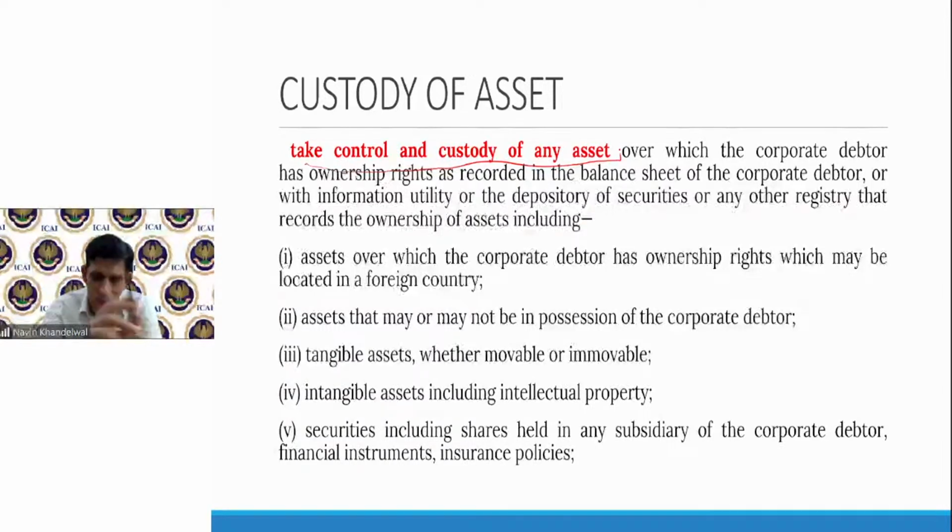So, exam question: which are the assets he can have control over? The list of assets is given. Assets over which the CD has ownership rights, whether located in the country or outside. Assets which are not in possession of the corporate debtor. Tangible, intangible assets, everything. Any securities, including shares held in a subsidiary of the corporate debtor, financial instruments, insurance policies.